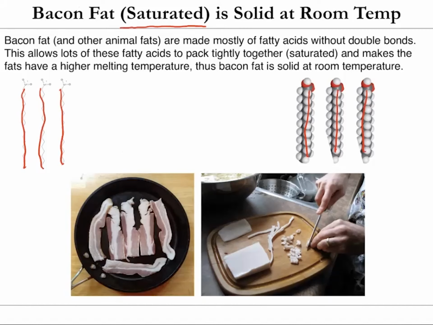Bacon fat and other animal fats are mostly made up of fatty acids without double bonds, so they can pack together very tightly. The result is that these types of fatty acids have a higher melting temperature. That's why something like bacon fat or lard is a solid at room temperature, whereas olive oil, with its unsaturated fatty acids, double bonds and kinks in the tails, is more liquid at room temperature.